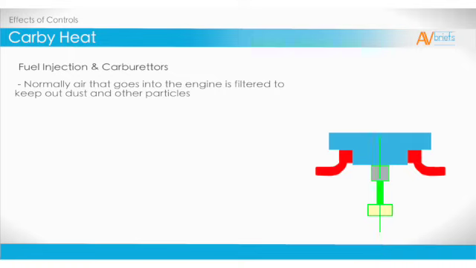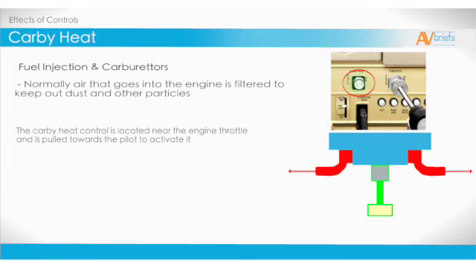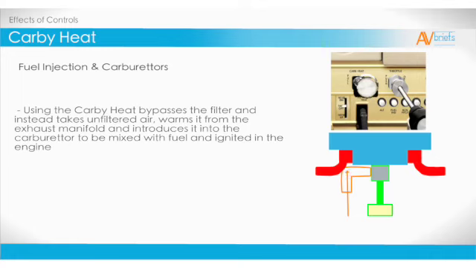Normally, air that goes into the engine is filtered to keep out dust and any other particles. It then mixes with the fuel, combusts, and is exhausted out of the engine. The Carby heat control is located near the engine throttle, and is pulled towards the pilot to activate it. Using the Carby heat bypasses the filter, and instead takes unfiltered air, warms it from the exhaust manifold, and introduces it into the carburetor to be mixed with fuel and ignited in the engine.